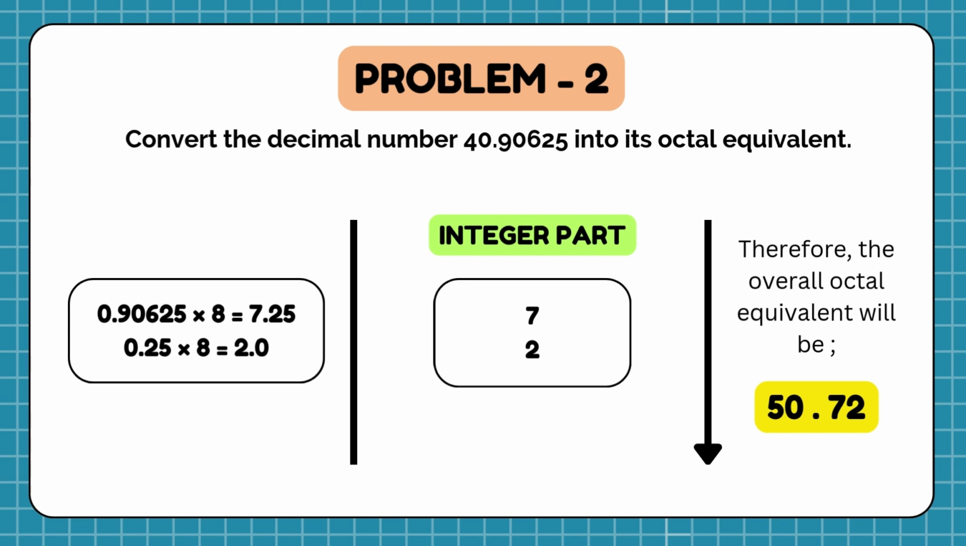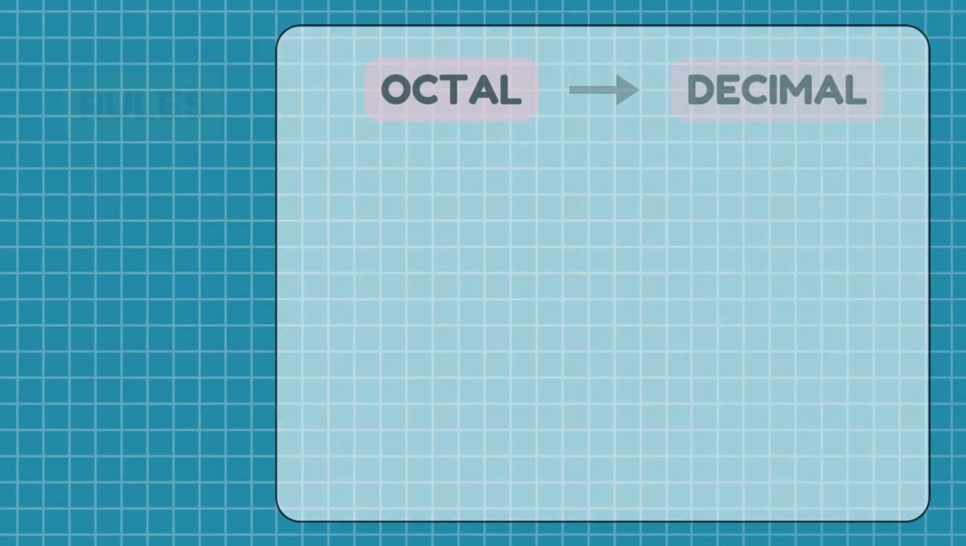So, 0.90625 in decimal is 0.72 in octal. Therefore, the octal equivalent of 40.90625 is 50.72. Now, let's flip it around.